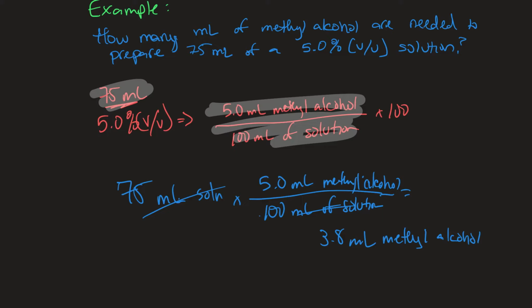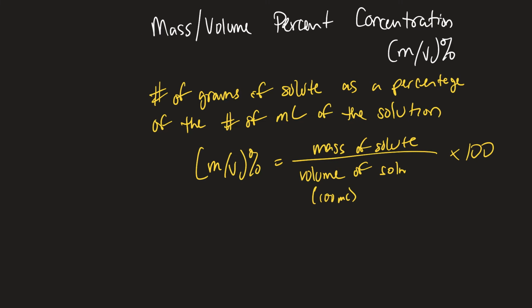All right, the next one that we're going to look at is mass to volume. Mass volume percent concentration is basically the number of grams of solute as a percentage of the number of milliliters of the solution. Here we can see the equation: it's the mass of the solute divided by the volume of the solution, thus mass over volume. Typically it's over 100 mL of the solution, and you multiply that by 100. Let's look through an example of how we work a problem like this.